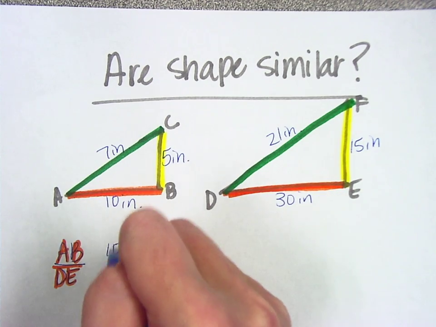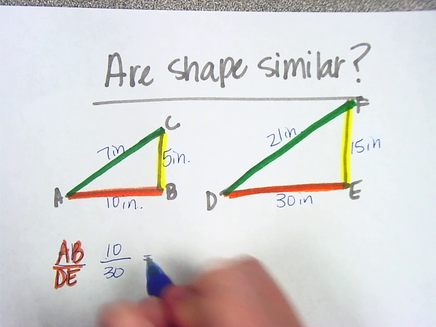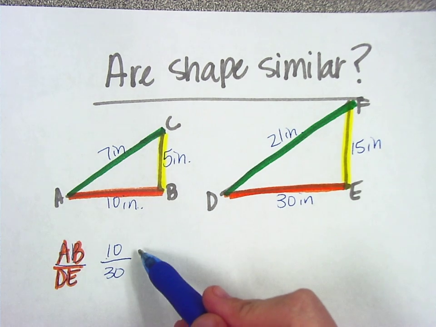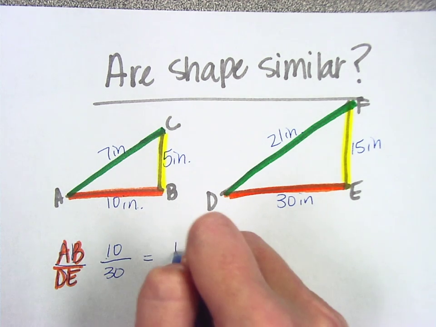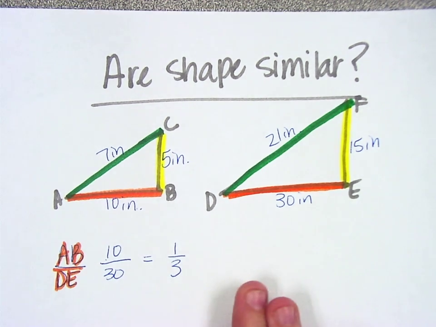Now we're going to plug in their lengths. So I have 10 over 30. And then we're going to simplify those down. We can simplify both sides by 10, which is 1 over 3. Once you've simplified one side all the way down, then you're going to move to the next.